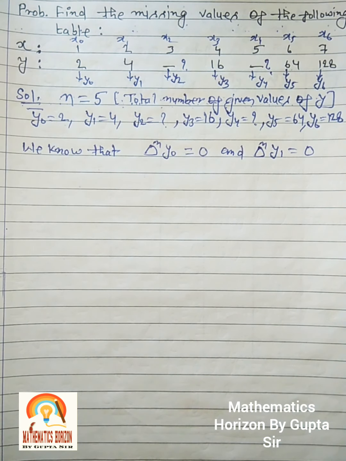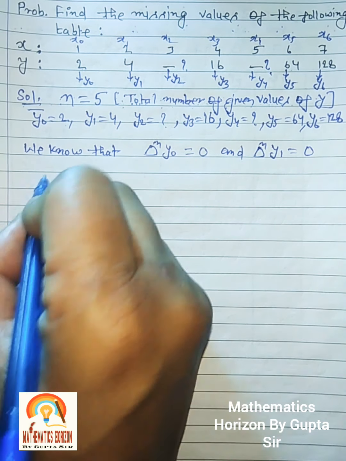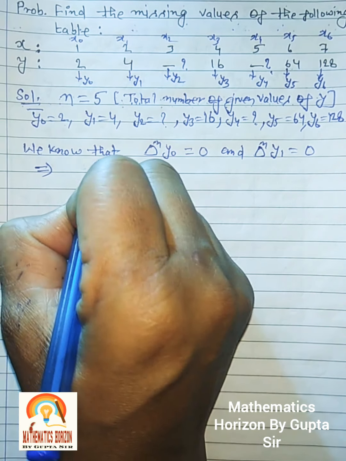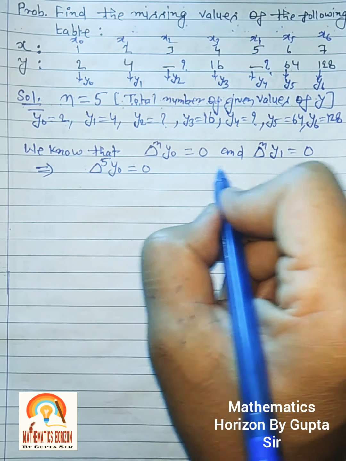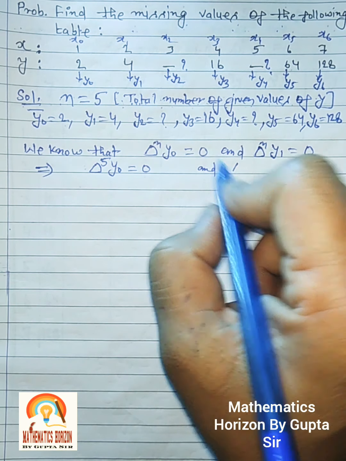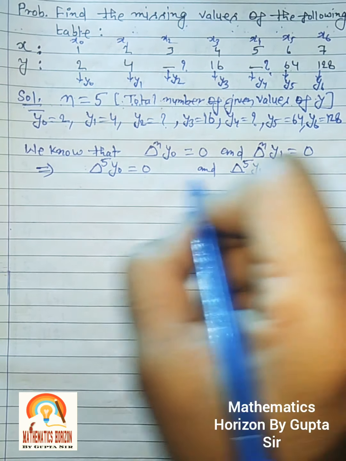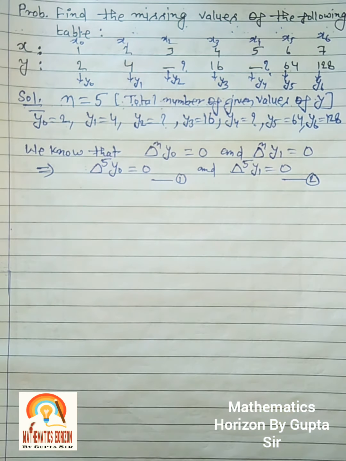In similar fashion, we can find formulas for more missing values also. Here n equal to 5, del 5 y0 equal to 0, and here how many values of y are given? 5. So del 5 y1 is equal to 0. Suppose this is our equation number 1, and this is our equation number 2.